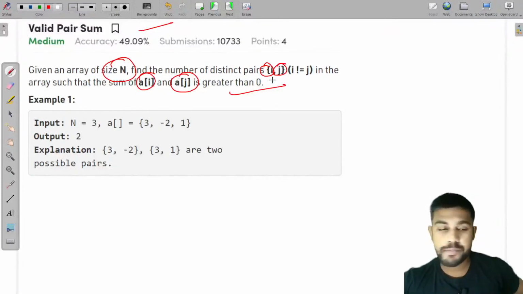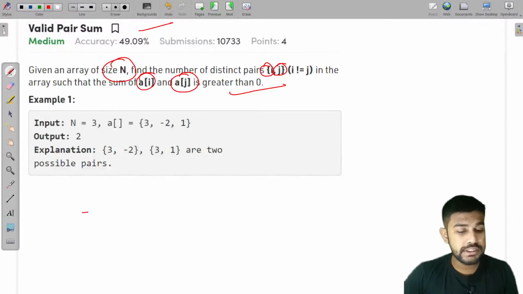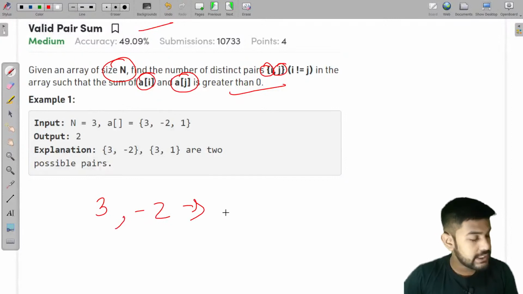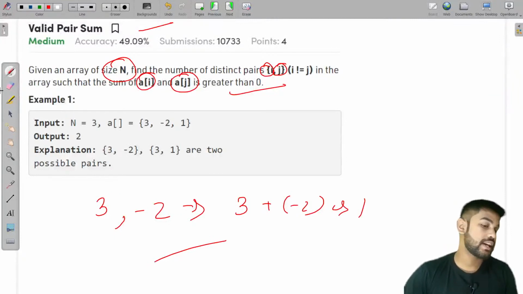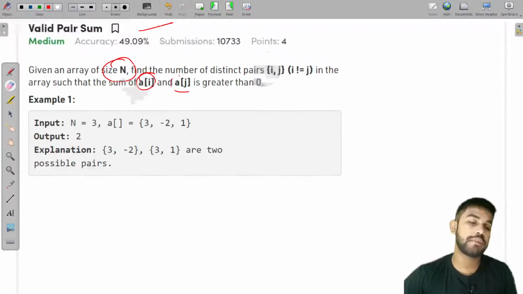Suppose here it is 3 and -2 which is present in the array. We can consider this. Why? Because 3 plus -2 is equal to 1, which is greater than 0. So we can consider this. Okay, so let us start solving the problem statement.